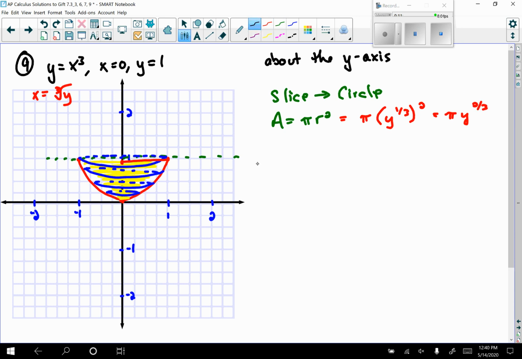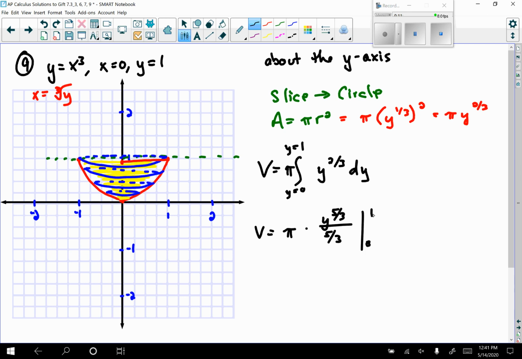All right, so our volume is going to be, again, this is with respect to y, so we're going y equals 0 to y equals 1. We could put the pi value out front, and then we just get y to the 2/3 times dy. So very carefully here, 2/3 adding 3/3 will give us 5/3 over 5/3. And from 0 to 1 here, and then we could say it's 3/5 pi times y to the 5/3 from 0 to 1.